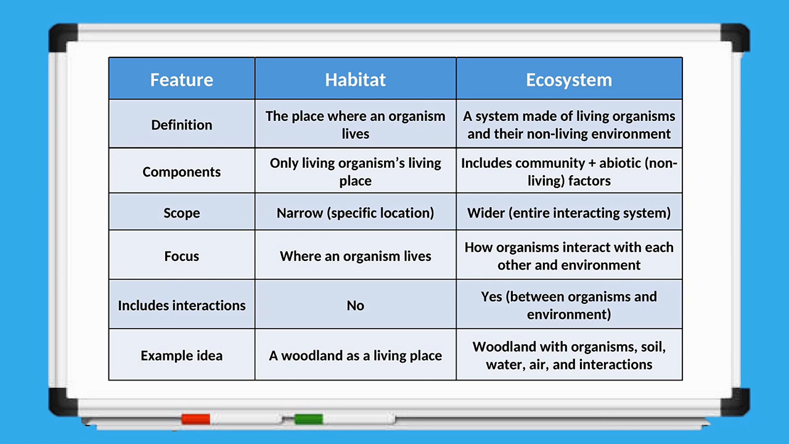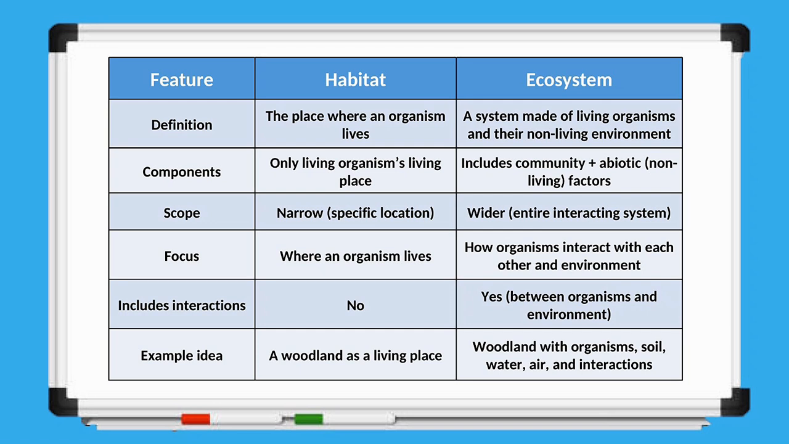Now, before we continue, it is important not to confuse a habitat with an ecosystem, because these two terms have different meanings. A habitat is simply the place where a particular organism lives. It is the natural home or environment that provides the conditions the organism needs to survive. The focus of a habitat is only on the living place of an organism.